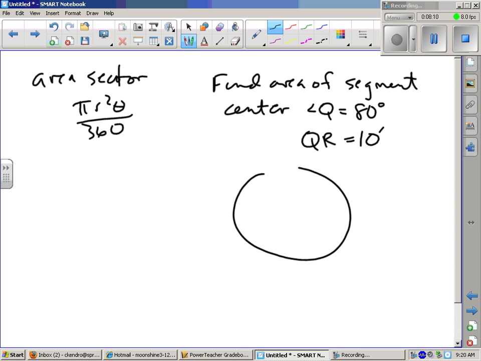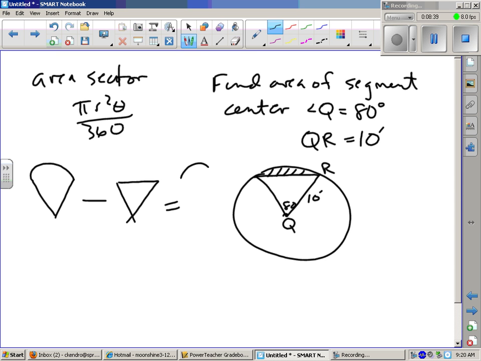So here's my circle. I've got a center angle. This is 80. We'll call this Q and R. This is 10. Now I want to find the area of the segment. Segment is this part right here. It's like the crust of the pizza. So our plan of action is to take the area of the sector, which is this little ice cream cone thing, and we want to subtract the area of the triangle, and that will leave us the area of the segment that we're trying to find. So that's our plan of action.